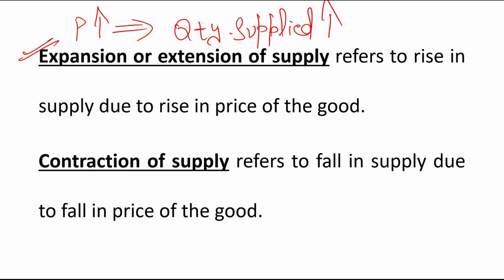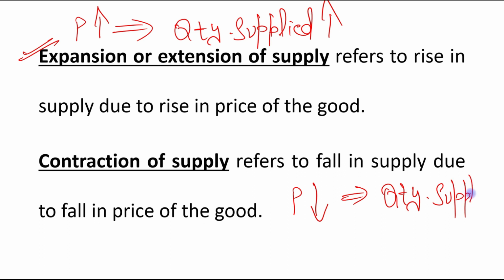Contraction of supply refers to fall in supply due to fall in price of good. और contraction of supply क्या है? Contraction of supply है when price decreases, quantity supplied also decreases. So this is known as contraction of supply.